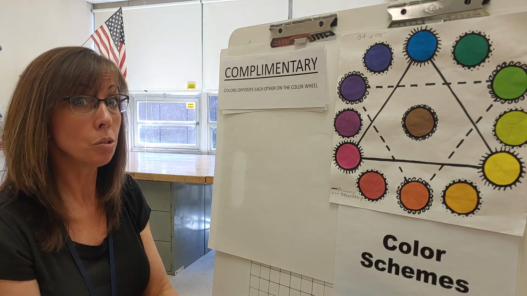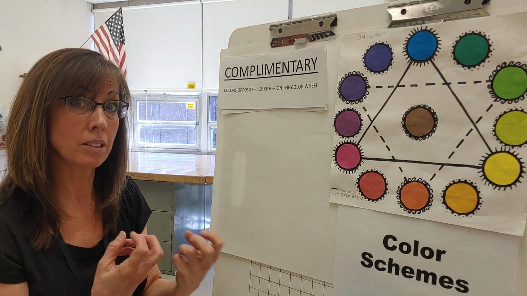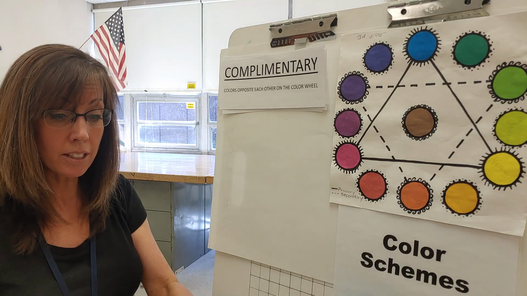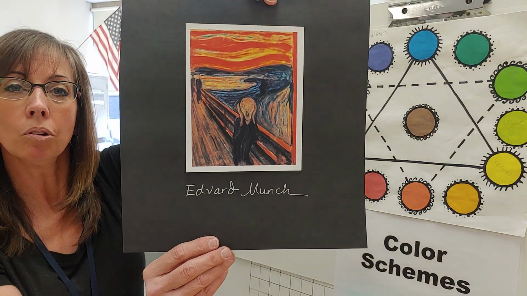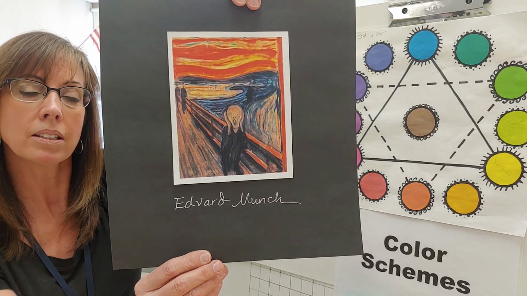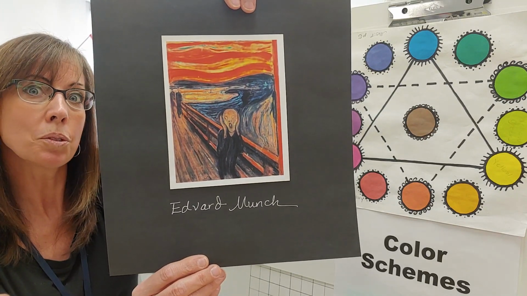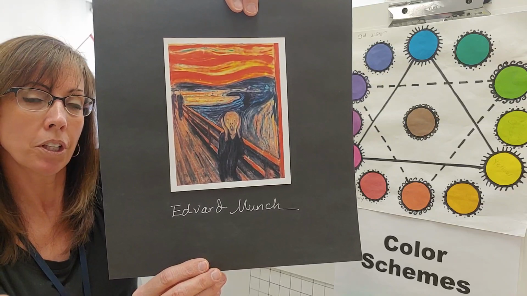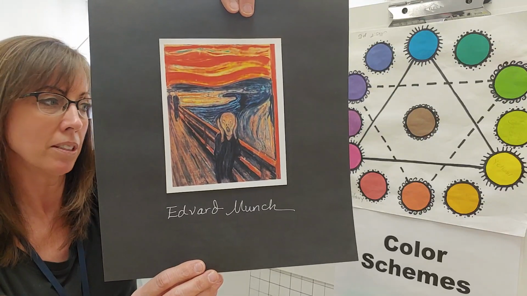And people will choose to use complementary colors on purpose because they do like that high contrast. So here's an example of a painting by Edvard Munch, The Scream. You might know this one. You've probably seen this one before. There's a lot of blues and oranges in there. So that's a pretty good example of complementary colors in a painting.